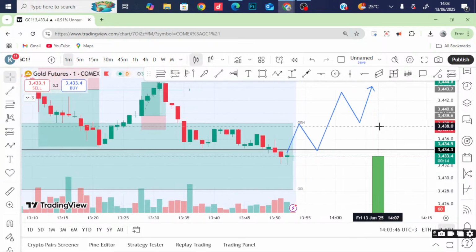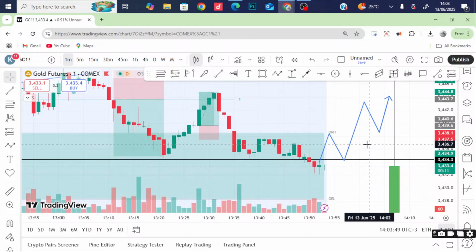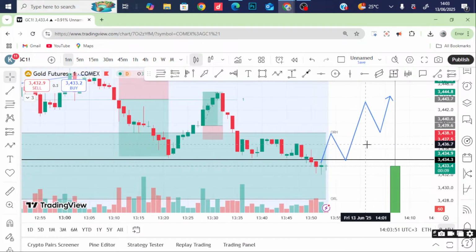This is the open range breakout strategy. Very clean strategy.